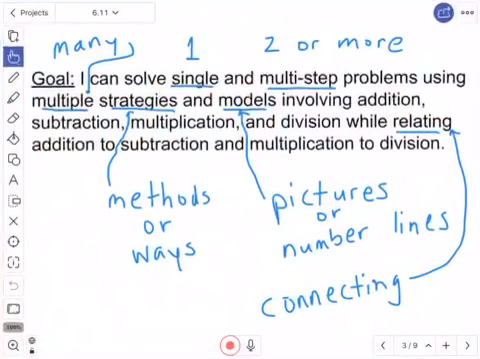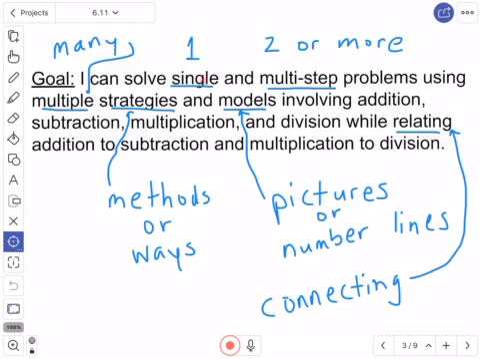We're going to start by reading our goal here together. Everybody ready? I can solve single or one and multi-step, two or more problems. So it's going to be a lot of single and multi-step problems. You're going to see it's kind of a mixture for this lesson. It's our last regular lesson for this unit, before we're going to be doing our review and our test and everything.